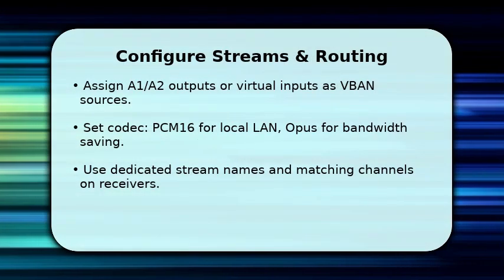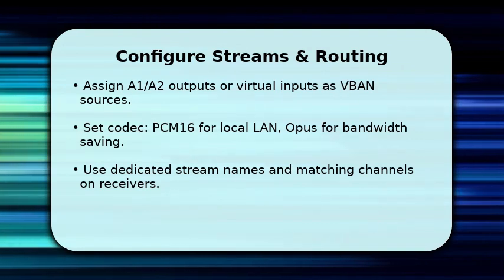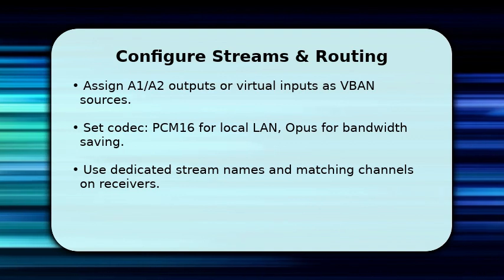Next, you configure each stream's source, codec, and routing. Select the input, hardware output A1, virtual input, or bus, and tick VBAN send. Choose PCM16 for low latency LAN or Opus if you need lower bandwidth. The why is simple: codec affects quality and CPU use.